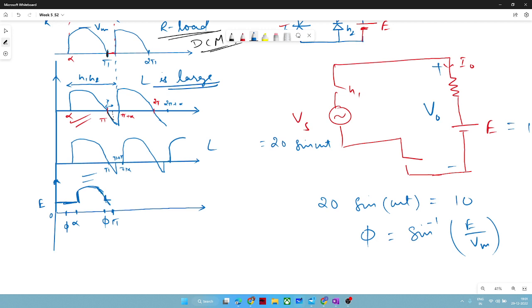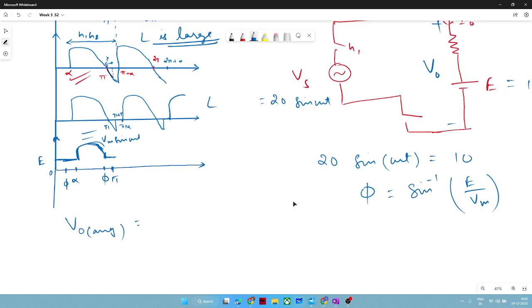So till pi minus phi, it will follow the property of your supply, that is Vm sine omega t, and after that, its magnitude will again become E, right? So I hope this waveform is not messy, but this is it. So if I want to compute the average value of this waveform, we have the waveform in front of us, so we can easily compute. So 1 by pi, since it will repeat after every pi, again from pi plus alpha, it will again follow this thing.